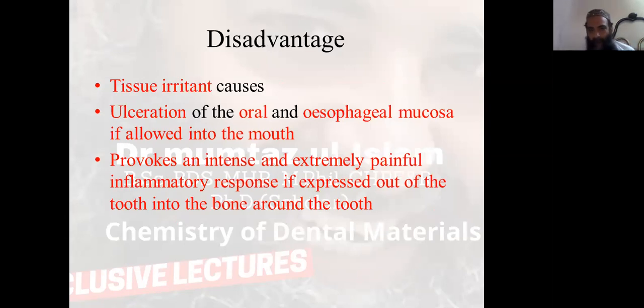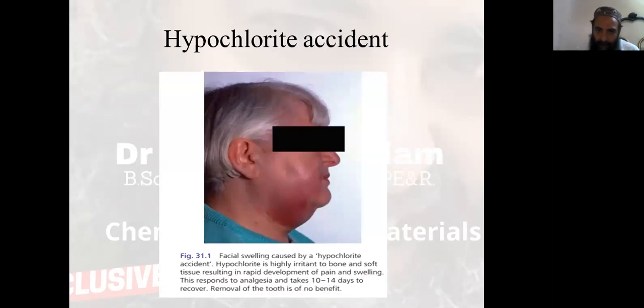The disadvantage of sodium hypochlorite is that it is a tissue irritant and causes ulceration of the oral and esophageal mucosa if allowed into the mouth. It provokes an intense and extremely painful inflammatory response if expressed out of the tooth into the bone around the tooth. You can see this is a hypochlorite accident. Facial swelling, redness.